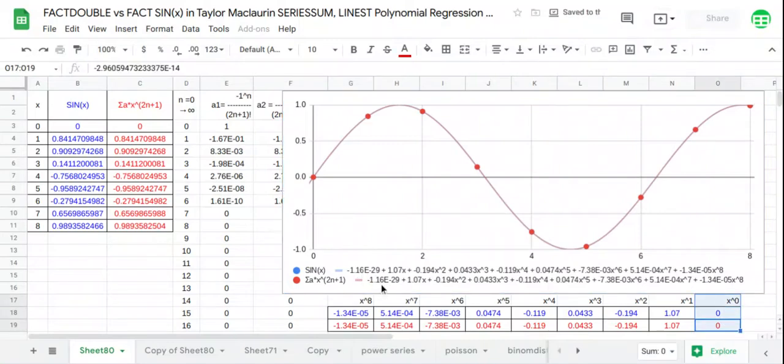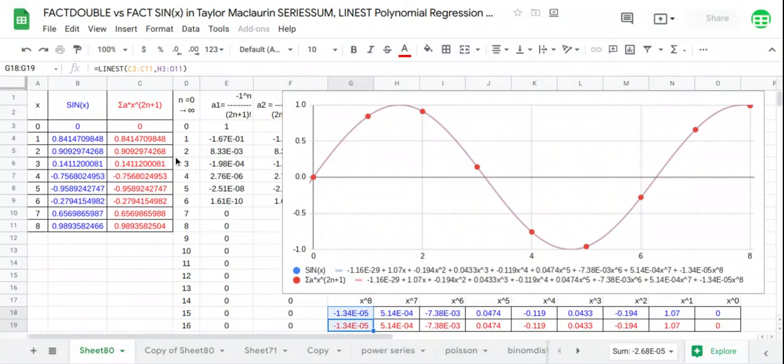This is 0. 1.16 times 10 to the minus 9. Coefficient of x, 1.07. Coefficient of x squared, minus 0.194. Coefficient of x cubed, 0.0433. Coefficient of x to the fourth, minus 0.119. Coefficient of x to the fifth, 0.0474. Coefficient of x to the sixth, minus 7.38 times 10 to the minus 3. Coefficient of x to the seventh, 5.14 times 10 to the minus 4. Coefficient of x to the 8, minus 1.34 times 10 to the minus 5.